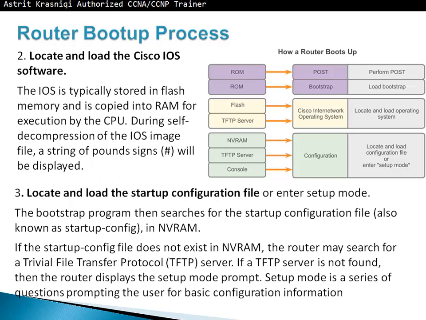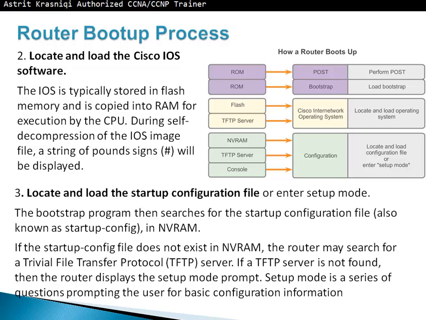Number 2 is to locate and load the Cisco IOS. The operating system is typically stored on flash, and it's copied from flash into RAM. During the self-decompression of the Cisco IOS image, a string of pound signs will be displayed. The IOS is usually stored as a compressed version because we may not have a big enough RAM to store it. So when you boot up, the IOS is decompressed and then copied from flash into RAM.